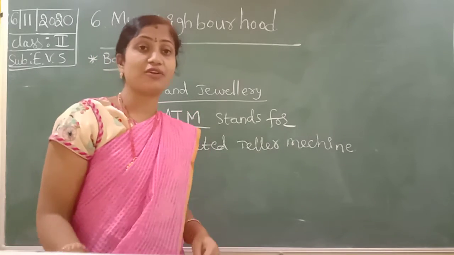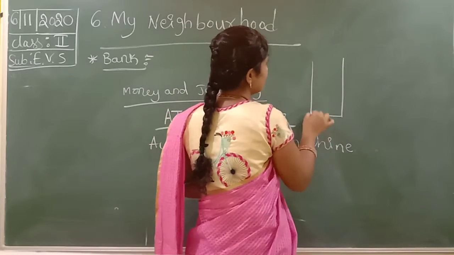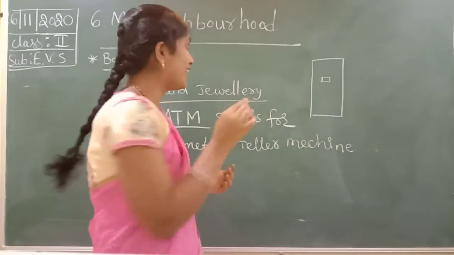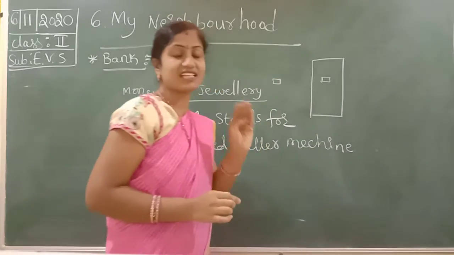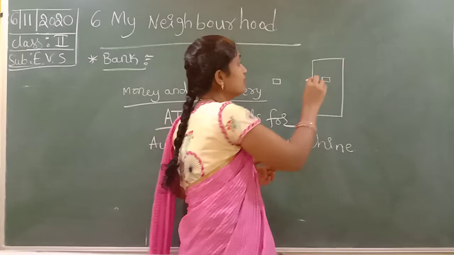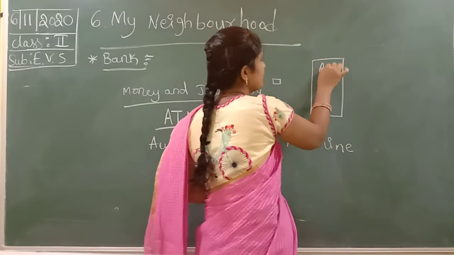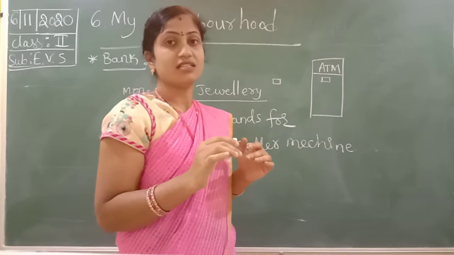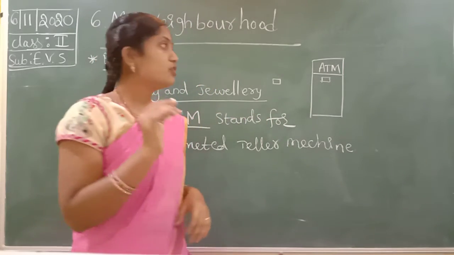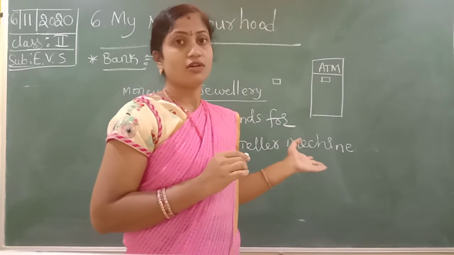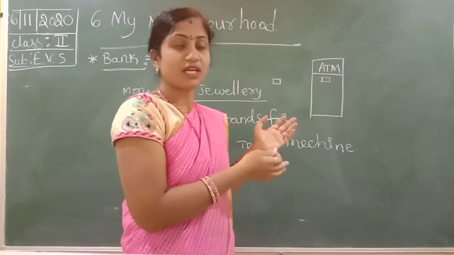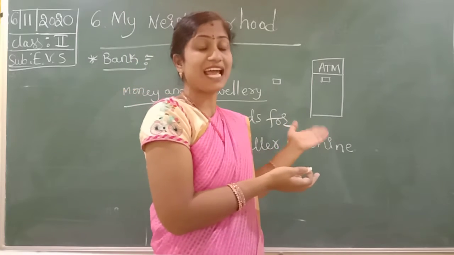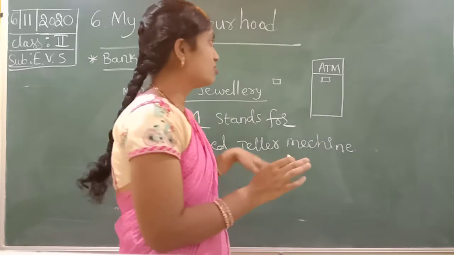When we want money, we use the ATM machine. The bank gives us a small card, the ATM card. When we want money, we have to insert this ATM card into the ATM machine. Then we have to enter the PIN. Every ATM card has a special PIN code. Then we type how much money we want in the machine, and we will get that money. So that is the ATM.